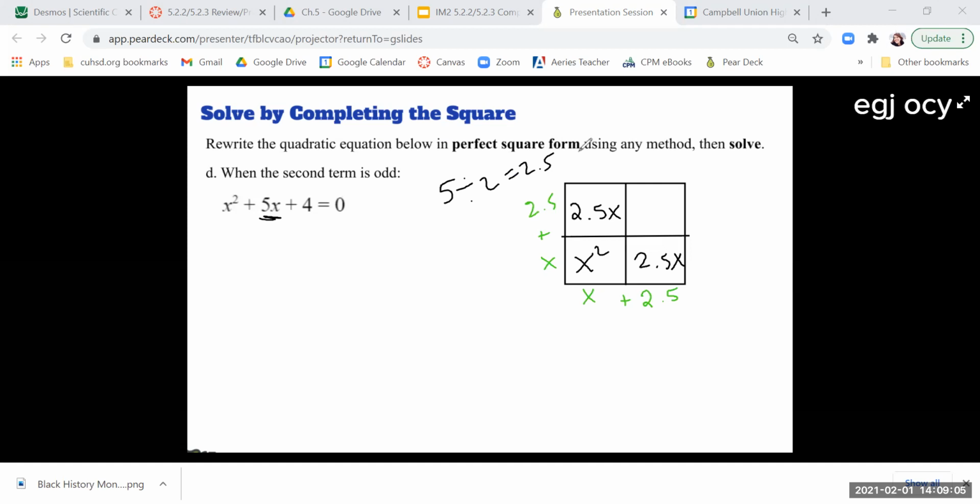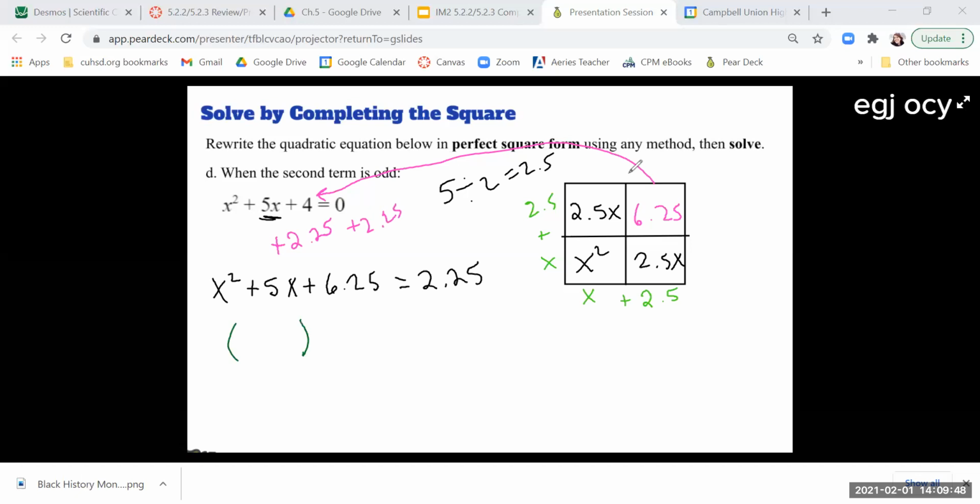And you use a calculator, and 2.5 times 2.5 is 6.25. So what I want is to change my 4 to a 6.25, which means I'm going to add 2.25 to both sides of my equation. So now I'll have x squared plus 5x plus 6.25, because there's my square, that's from my diagram, is equal to 2.25. It's not pretty, but there it is.